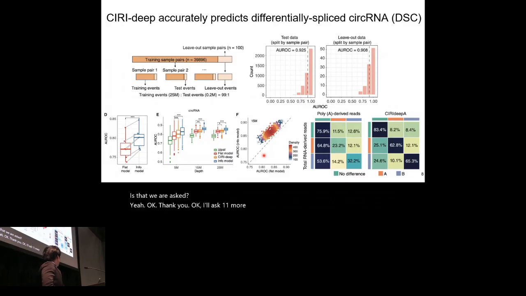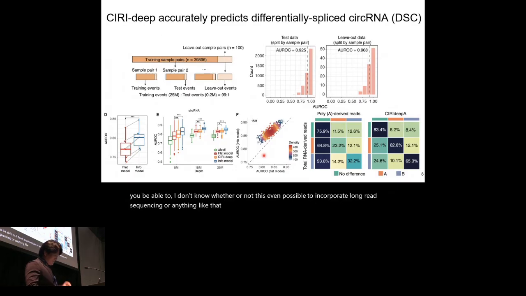Okay, I'll ask one more question. I'm curious, and I don't know whether this is even possible, how might you incorporate long read sequencing or anything like that to be able to get a full length circular isoform? I know there are some experimental tricks here, but I'm curious about your thoughts.